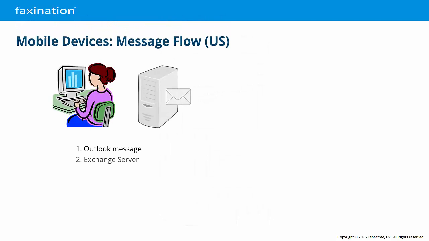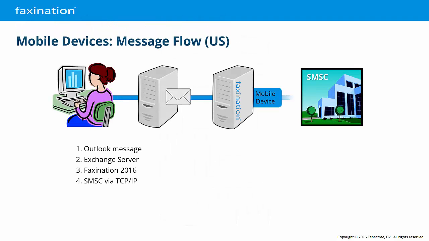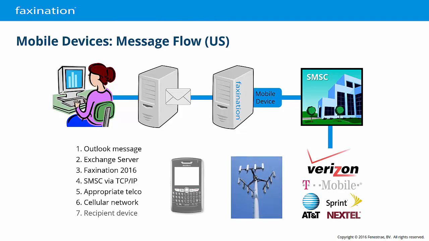It's common to use an SMSC service for mobile messaging in the United States. Here we see an outbound SMS message initiated from an Outlook email. The Exchange server passes the message to the Faxination server, which then transmits the message to the SMSC for delivery. Once successfully delivered to the SMSC, Faxination will generate a success notification when notifications are enabled.